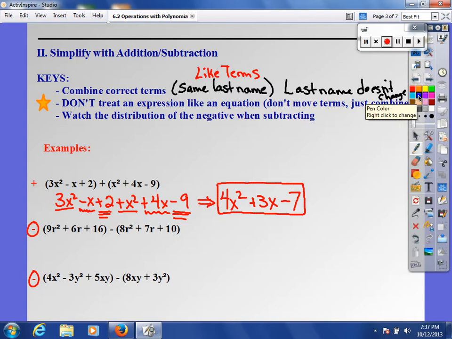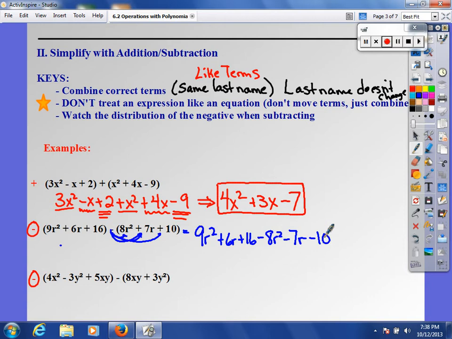Let's look at subtraction. Very similar, but keep in mind what I'm subtracting is the bubble. So this subtraction sign must be distributed through the bubble. And we have a tendency not to do that on occasion. So let's go ahead and write this out with the distribution of a negative. I said 9r squared plus 6r plus 16 minus 8r squared minus 7r. Do you see the negative has to go over here? Minus 10. If you don't do that, man, you're going to be missing all those subtraction ones. I really don't want that to happen to you. Now we combine like terms. We're not moving things.